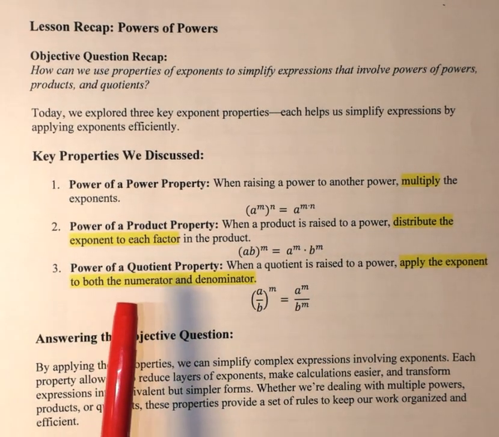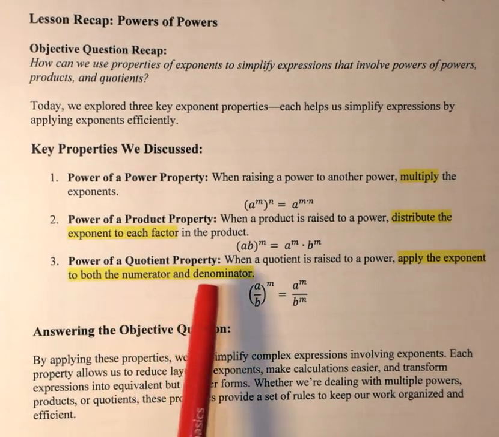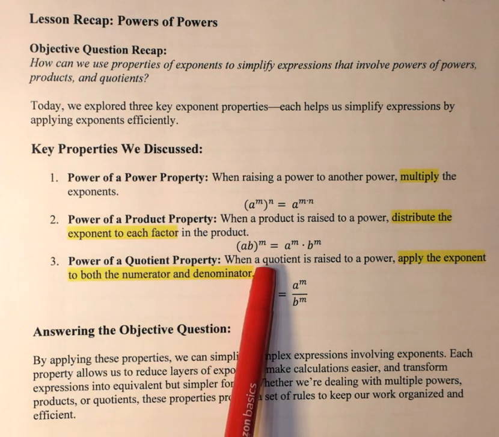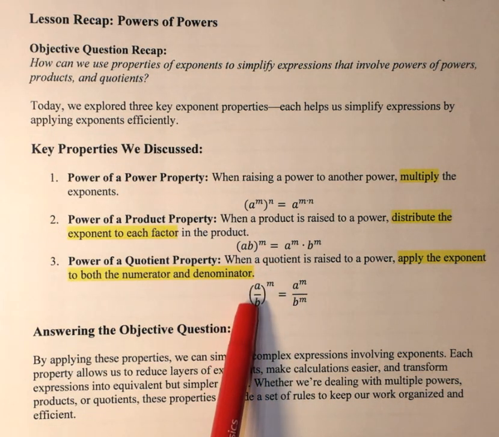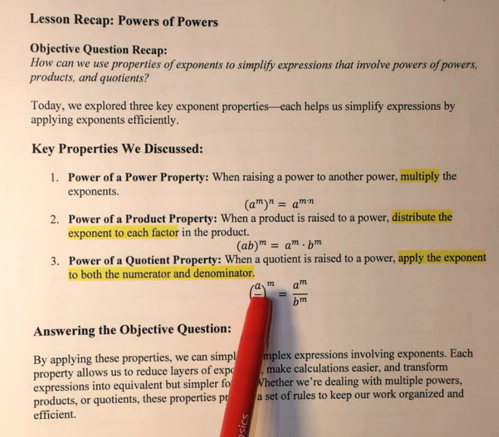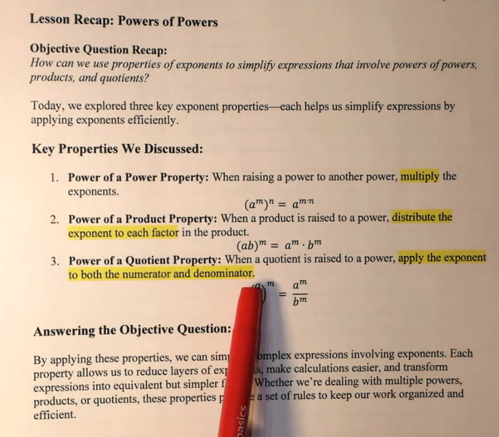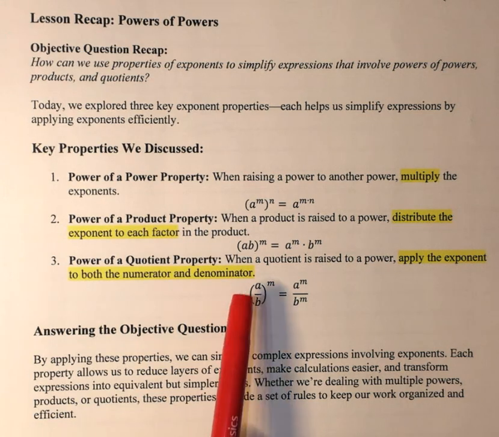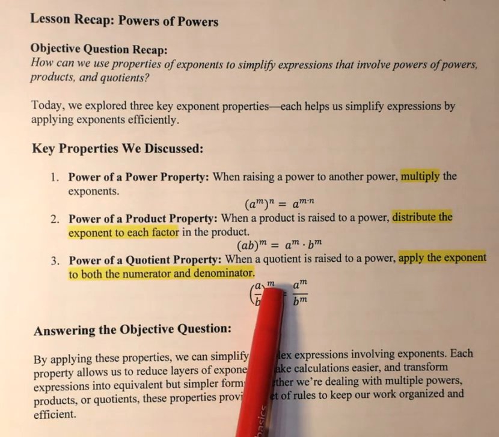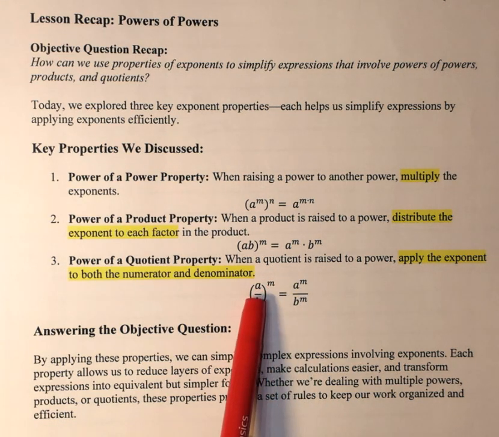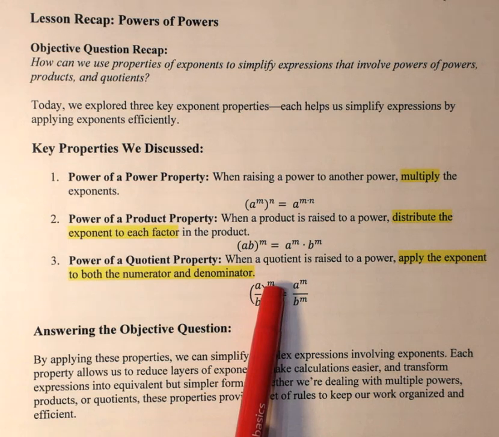And then our final property that we talked about was the power of quotient property. And what that says is that when we have a quotient, that means that we're dividing, and it is raised to a power, we're going to apply the exponent to both the numerator and the denominator. So we have a over b to the power of m is the same thing as saying a to the power of m over b to the power of m.